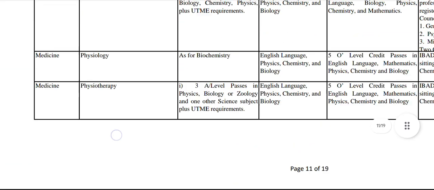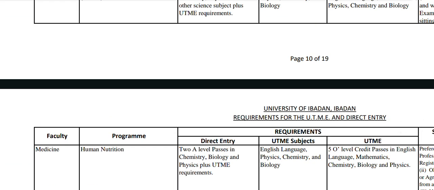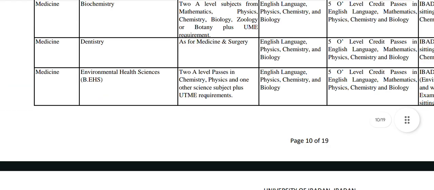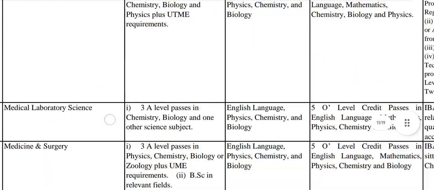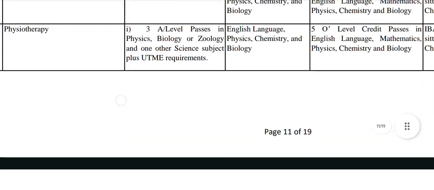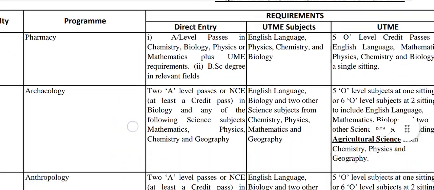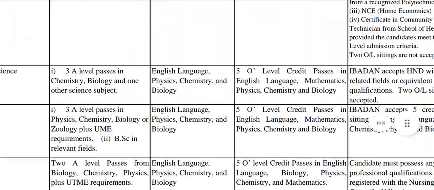You cannot use two sittings. So their UTME combination is quite straightforward: English, physics, chemistry, and biology. That's how they used to pick it, and it's very straightforward like that. So let's go to O level now.